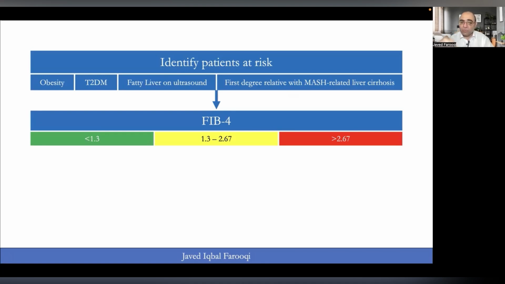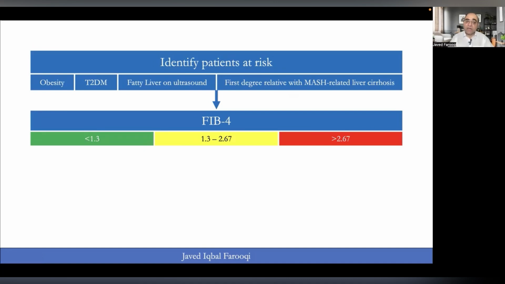And when you put the data into it, the results may range widely. If the FIB-4 result is less than 1.3, it is in the green group. When it is 1.3 to 2.67, that is double of it, this is in the yellow group. And if it is more than 2.67, then this patient is in the red group.